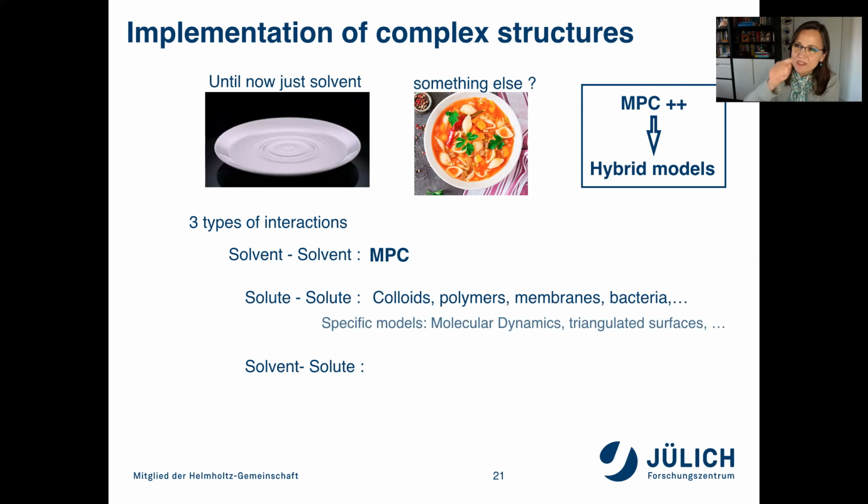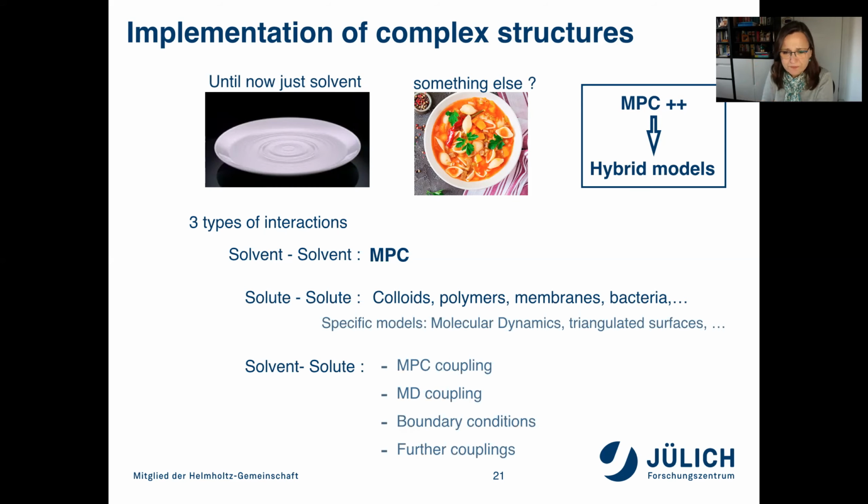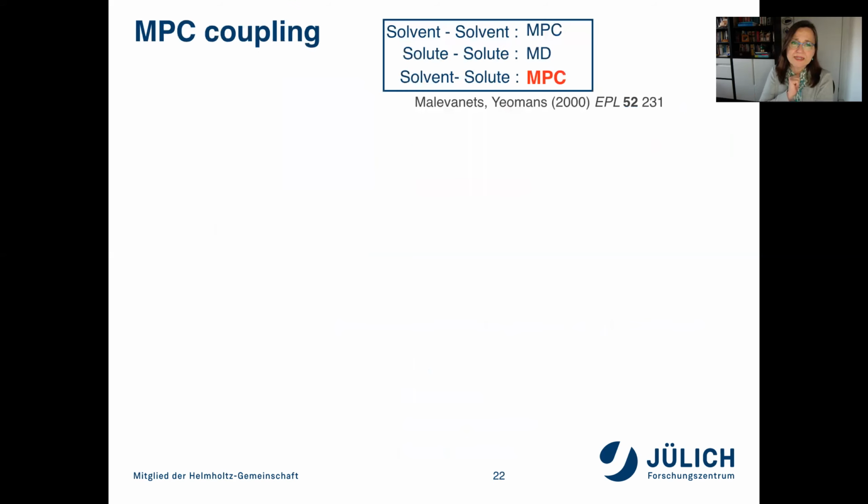And then the question is, how does the solute see the solvent? How is information going to be interchanged between the solvent and the solute, which is crucial, of course. And there are different answers. I will mention briefly MPC coupling, MD coupling, boundary conditions, and there are other couplings that are still being developed. Maybe you come with a new suggestion, but I will not speak about it. Good. So the simplest way of interchanging information between the solvent and the solute is also using MPC.